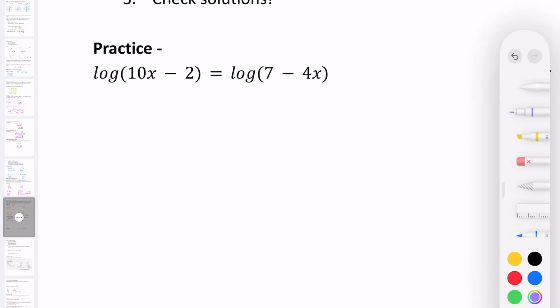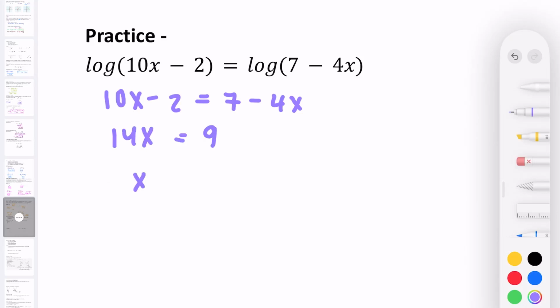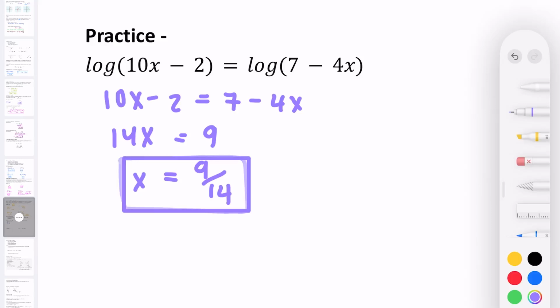All right, on this one you'll see that they have logs on both sides. If they have a log on both sides that match, we can ignore them and just solve the inside of the log. So that'll be 14x equals 9, or x equals 9 over 14. I'm okay with leaving it as a fraction. I prefer it.